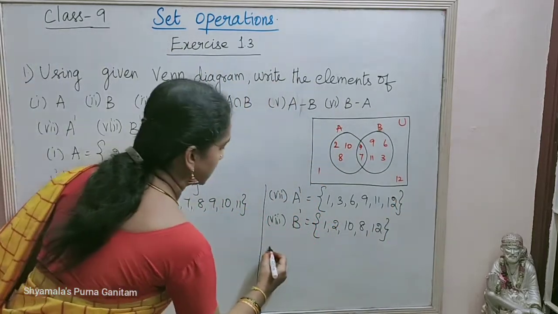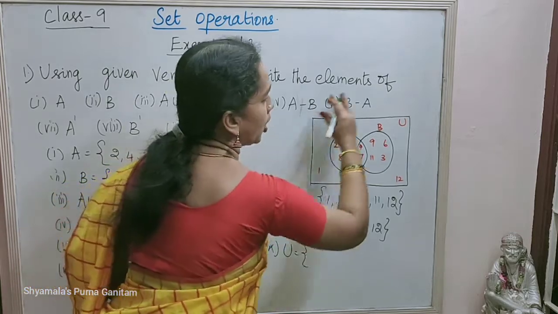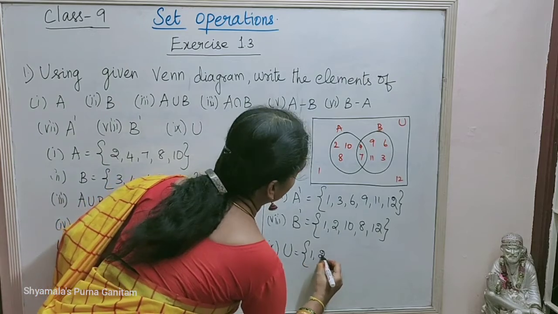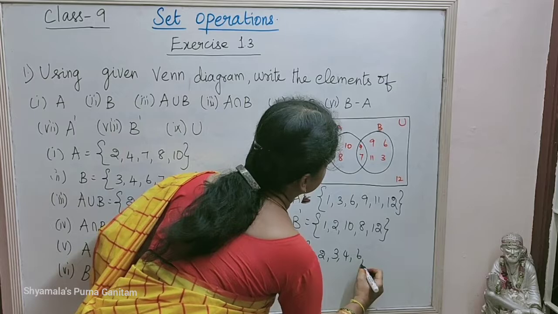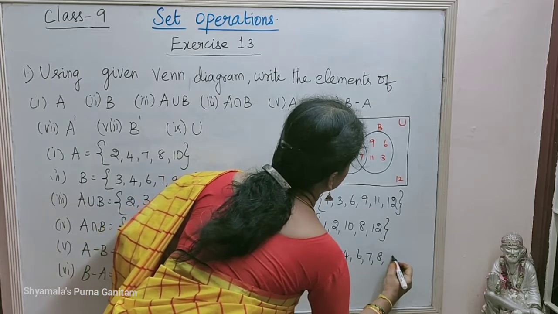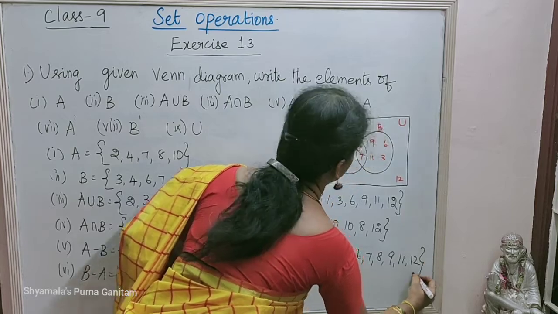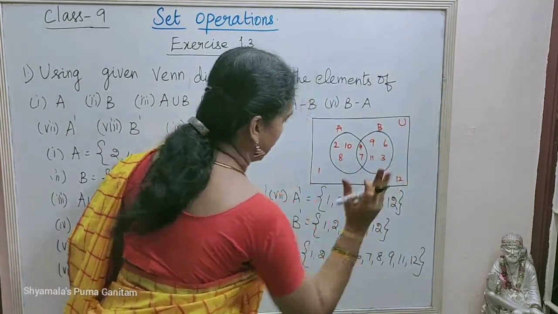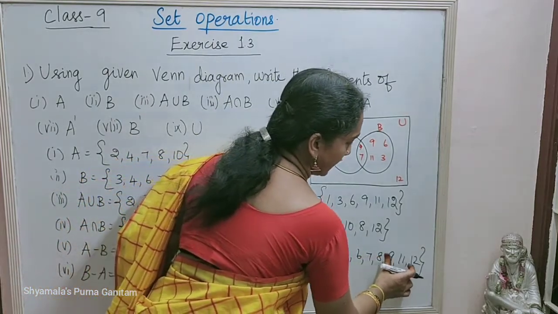Okay. Then next one is universal set. So universal set is all the elements together. We will write it in the universal set. 1, 2, 3, 4, 6, 7, 8, 9, 11, 12. So totally here 11 elements. 1, 2, 3, 4, 5, 6, 7, 8, 9, 10.